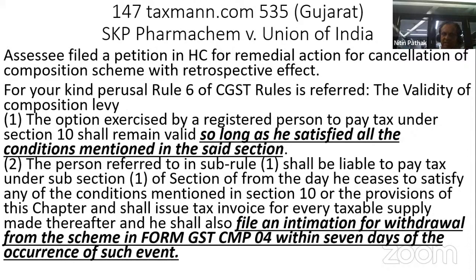So under section 10, he is now no more eligible under rule 6, section 10, or the provisions of this chapter, and shall issue a tax invoice for every taxable supply made thereafter. And he shall also file an intimation for withdrawal from the scheme in form GST CMP-4 within 7 days of the occurrence of such event.